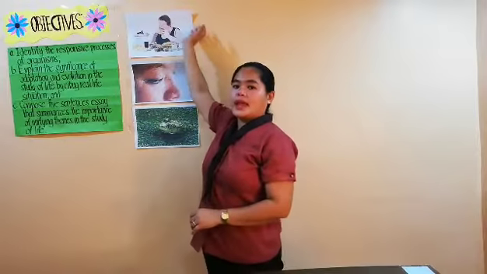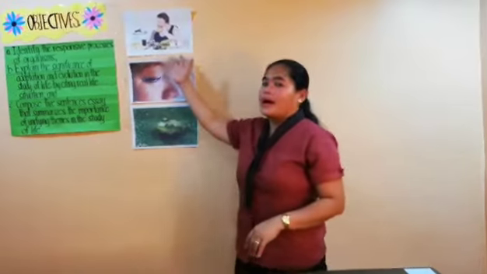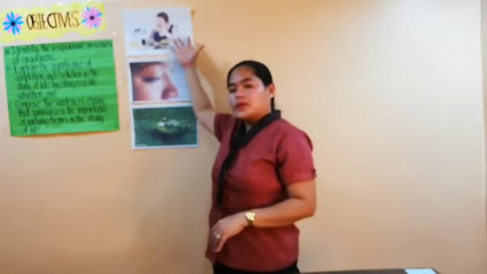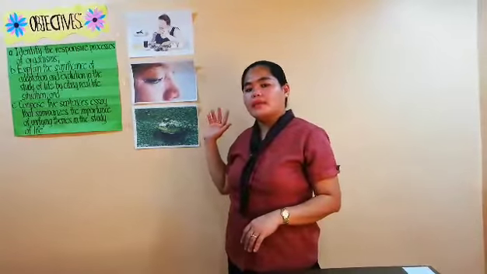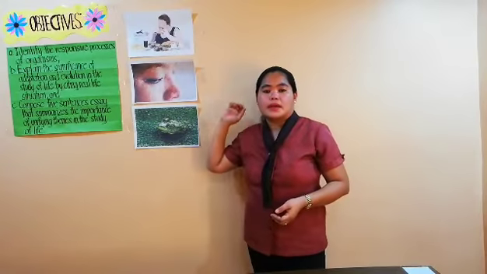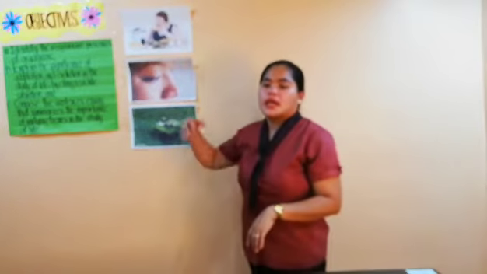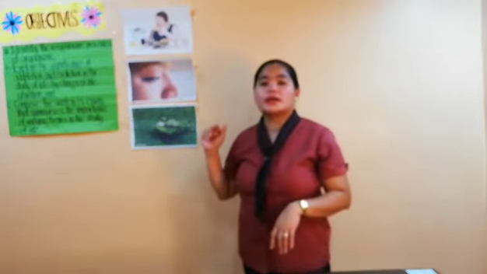Okay, what can you say about the first picture? According to Marimar, the first picture shows a man having a good time eating. Why does he eat a lot, class? Okay, very good. Maybe because he was hungry and tired.